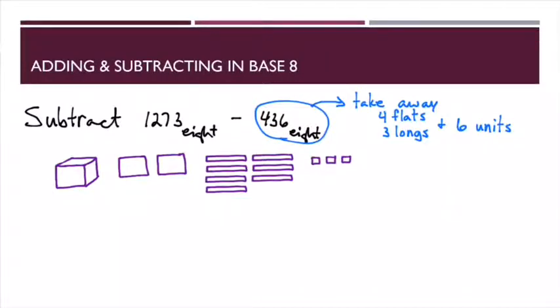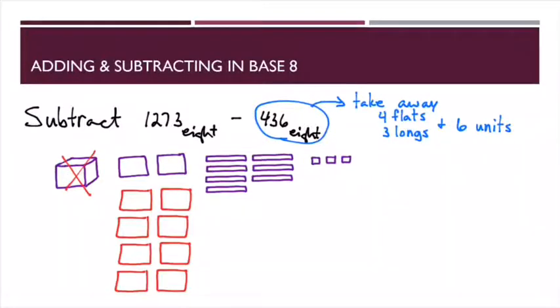Now you can see that we don't have enough flats to take away 4. We have plenty of longs, but we don't have enough units to take away 6. So let's start over here and let's break apart our block so we can have enough flats to take away 4. So this is a base 8 block. So when I split this block apart into flats, it's going to make 8 flats.